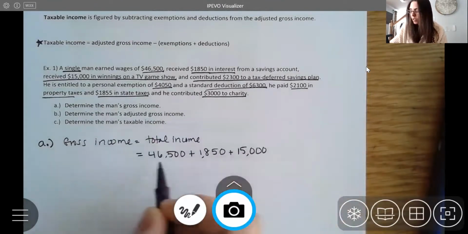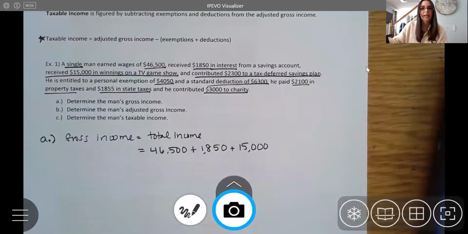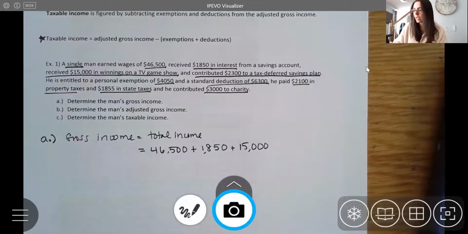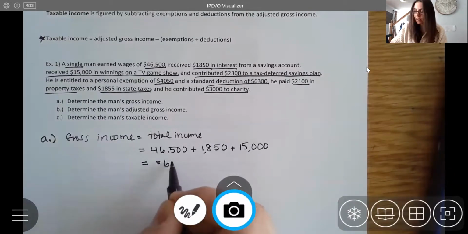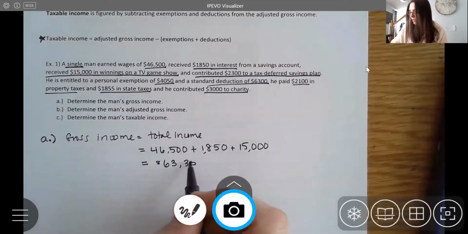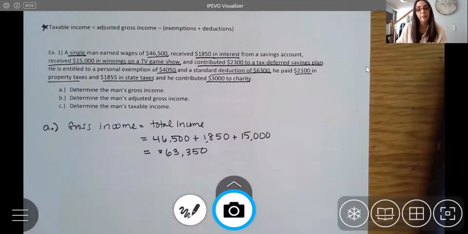So his income is not just the 46,000, it also includes interest he received, it includes his winnings that he received, etc. So he has altogether $63,350 in his income for the year.